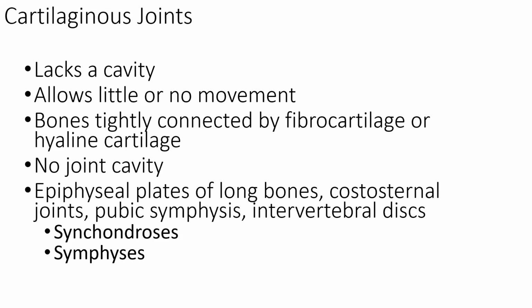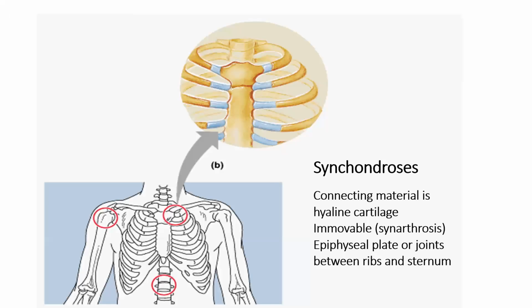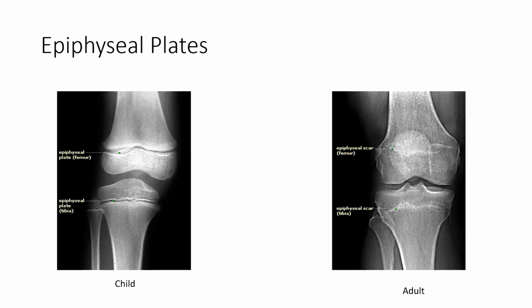We have the synchondroses and the symphyses. So this is a synchondrosis. This is where hyaline cartilage attaches the ribs to the sternum. That's an example there. It is an immovable joint, particularly the number 1 joint. The ribs can give, but the joints aren't going to move. The epiphyseal plate is also a synchondrosis. It doesn't move either. It looks like this.